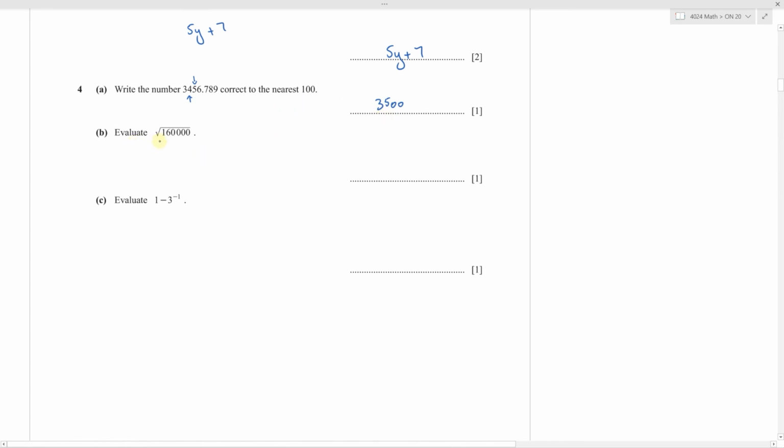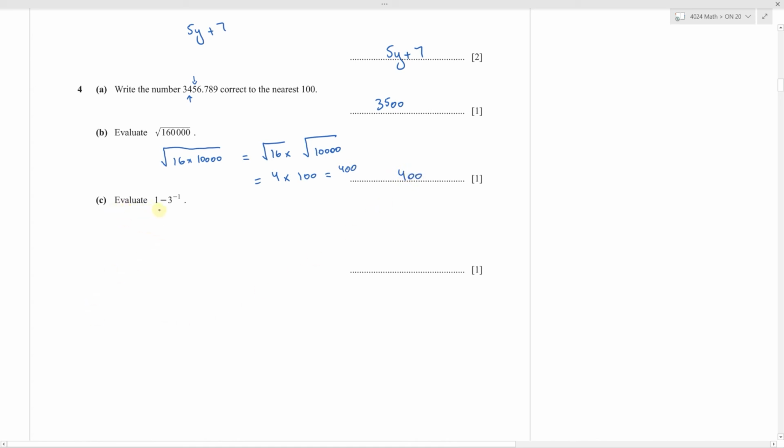The next part is evaluate the square root of 160,000. So I can write this 160,000 as 16 multiplied by 10,000. And then I can take the square root of each separately, since these are being multiplied. So this will be the square root of 16 multiplied by the square root of 10,000. And we know that the square root of 16 is 4, multiplied by taking the square root of this number, which is easy since there are 4 zeros. After the square root there will be 2 zeros left with the 1 here, and this will be 4 times 100 is 400. So your answer here will be 400.